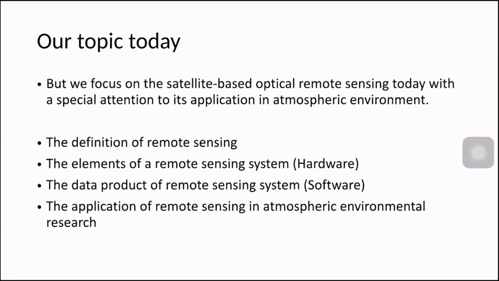After this lecture, you're going to know the definition of remote sensing, the elements of remote sensing system, that means the hardware, the data product of remote sensing system, that's the software. The result of software, you don't need to know the detail about the software. And you can talk about the application of remote sensing in the atmospheric environmental research.